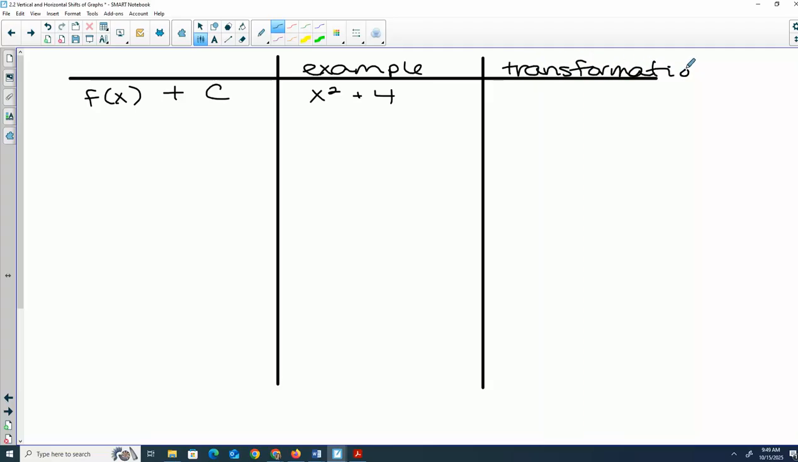What happened to it? It went up. So if you add onto the end, it will move up, however much you're adding. So if I added c, it goes up c. In this case, it moved up 4. What do you think would happen if I subtracted on the end? So if I did like x squared minus 3, what would that do to my graph?